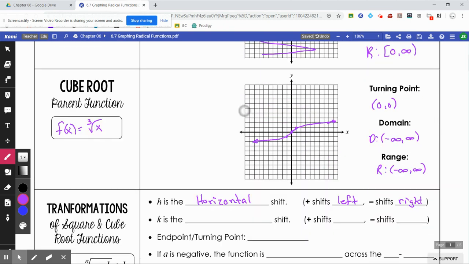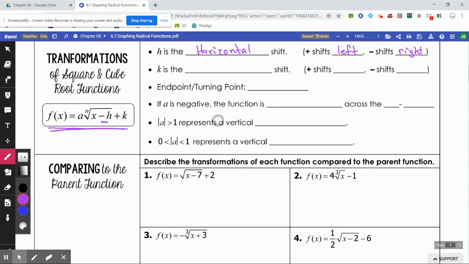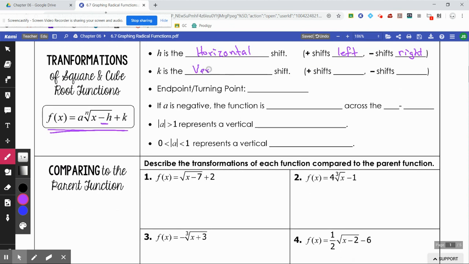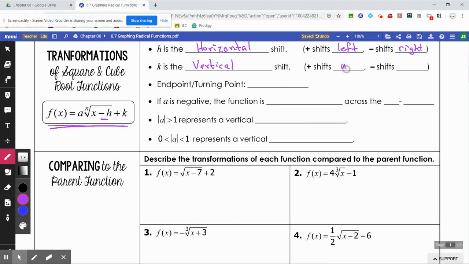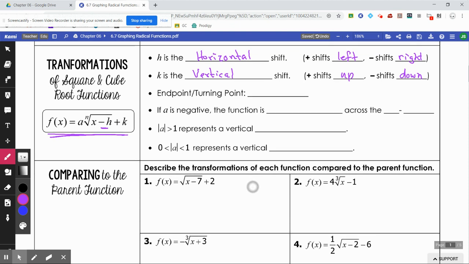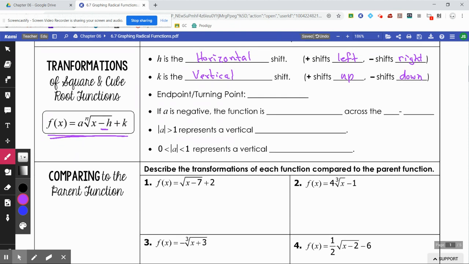And then the plus k on the end. k is the vertical shift. If it's positive, it shifts the graph up, and if it's negative, it shifts it down, just like it says. The endpoint or the turning point would therefore be transformed. If we move it right h and up k, it'd be transformed to (h, k). That's going to be the starting point of your graph.